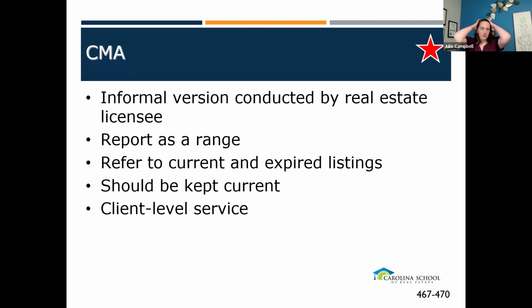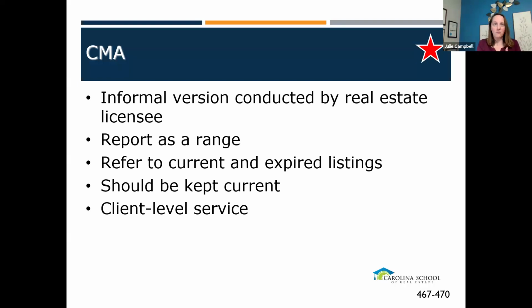CMAs need to be kept current. So whenever you're doing, what's the new term for it? A price improvement. It used to be a price decrease, but now we're calling it a price improvement. Let's say you've been on the market for a couple months. You've not had much interest. Your seller says, we need to do something. Do you think we need to do a price improvement? Do you think we need to lower the price?